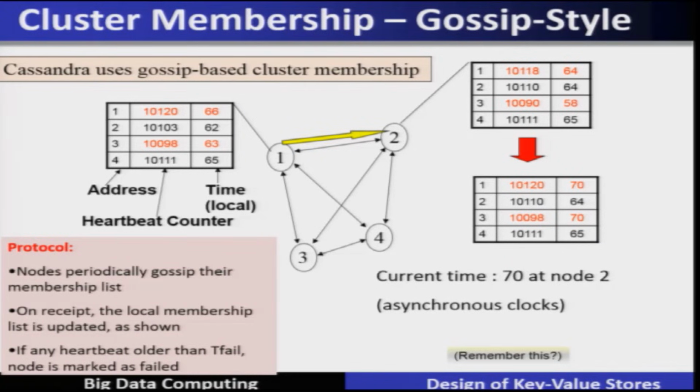In this protocol, the nodes periodically gossip their membership list, and on receipt, the local membership list is updated as shown over here. If any heartbeat is older than tfail, the node is marked as failed. Here we can see that once node 2 receives this heartbeat from node 1, it will compare. For example, it has not seen this 1020, so it will now be added with the latest timestamp.